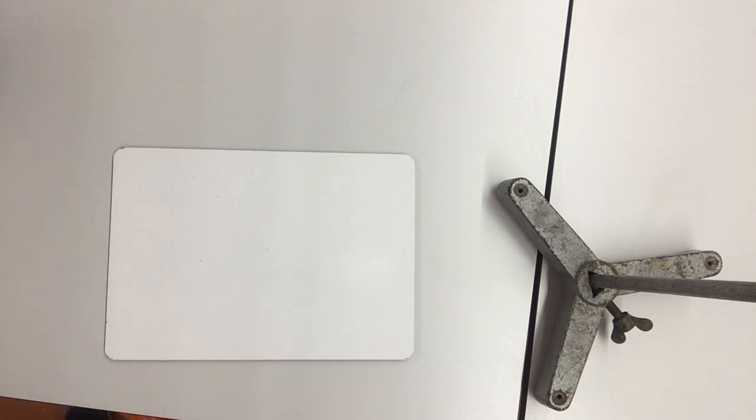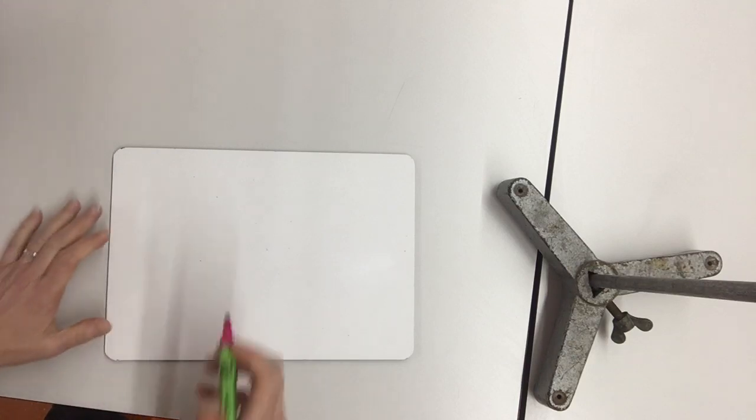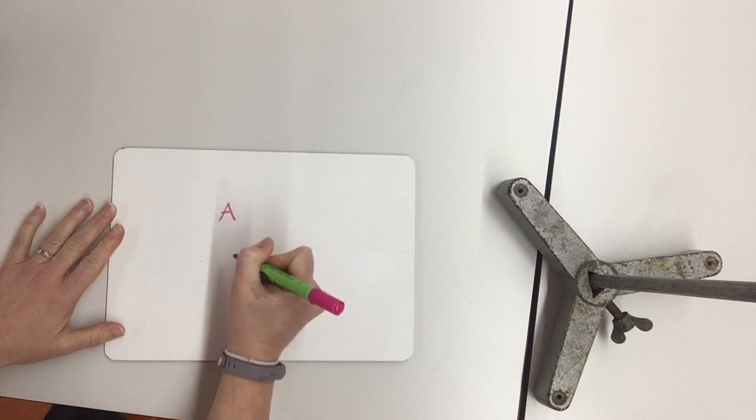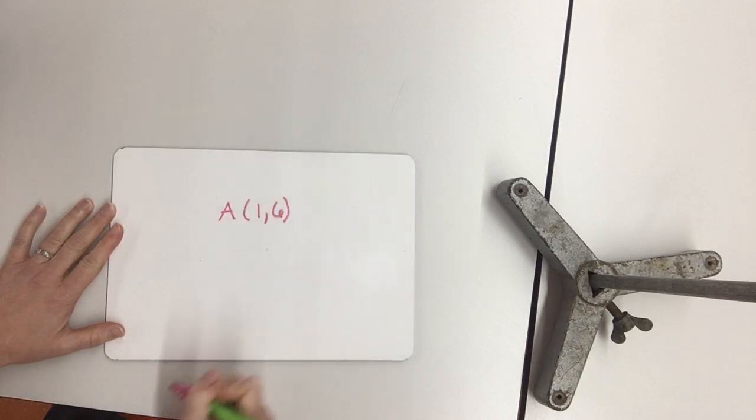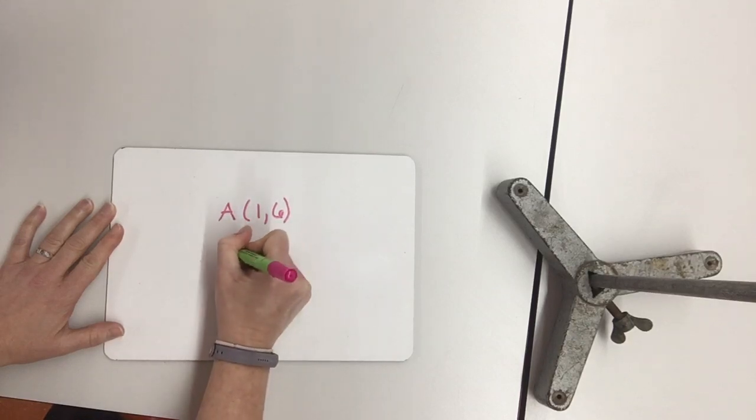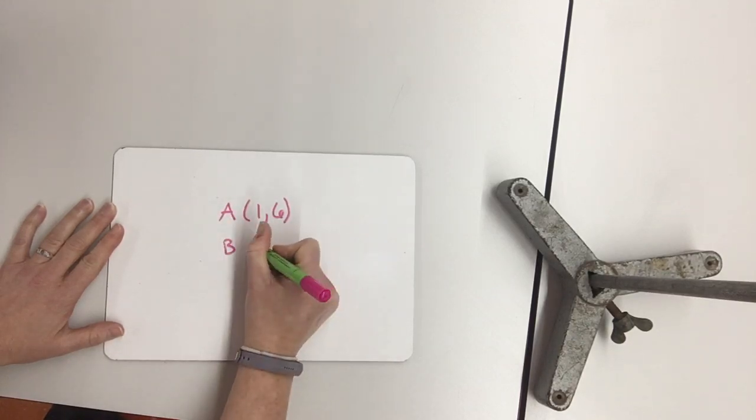So we are going to continue having a warm-up every day, and here is your daily math warm-up for today. I'm going to give you 2 points. We're going to call point A, and that point A has the coordinates 1, 6. And then we've got point B, and point B has the coordinates 0, 2.